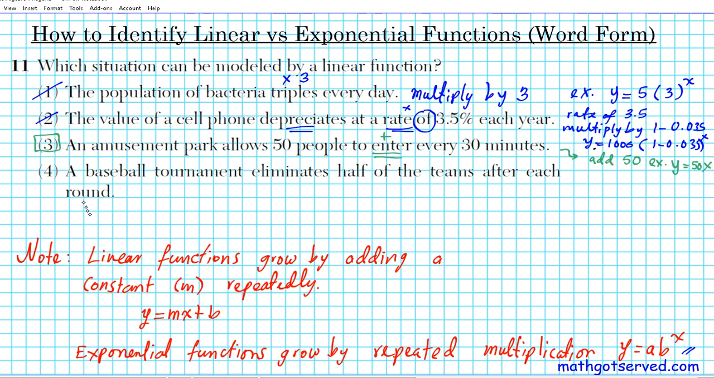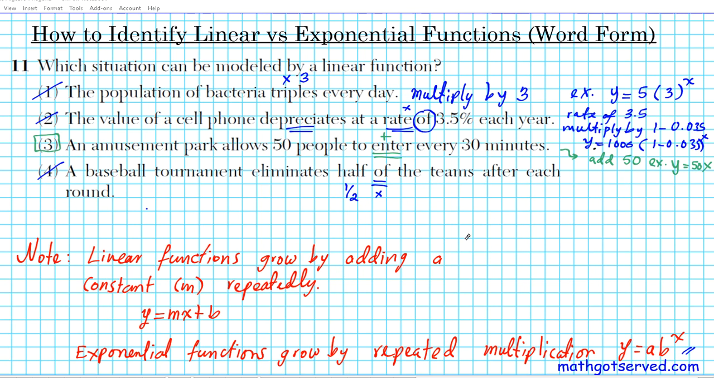So we know what the answer is, but let's just take a look at option 4 and see what's going on in that scenario. For option 4, it says a baseball tournament eliminates half of the teams after each round. So there goes that "of" again, and half. So half of, what does that tell you? Multiplying by 1/2, as we saw in option 2. Whenever you see that "of" component and a particular factor, it tells you that it's a repeated multiplication, and this, ladies and gentlemen, is an exponential function, and that's not the answer that we desire.